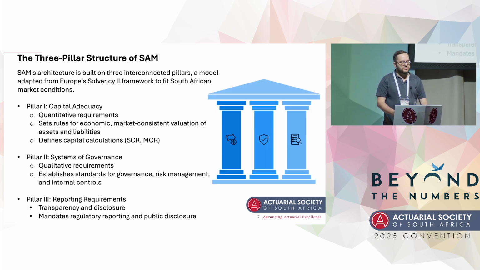There are 3 pillars in SAM. We've only got 2 operative. So there's capital adequacy, and we'll be focusing on the SCR component of capital adequacy. There's the systems of governance, focusing on the various different control functions you need to have and things like your own risk assessment. And theoretically in SAM, we should have pillar 3, which is market disclosure, which I'm told will arrive someday, but it hasn't yet.